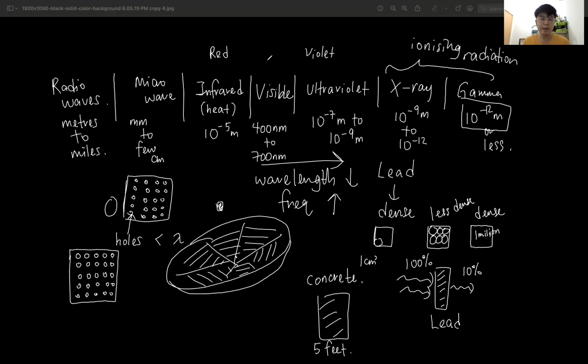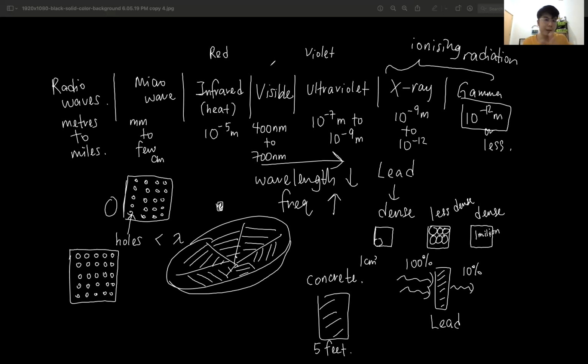When we see stuff, we see objects around us because of reflection of light. So we see stuff around us because light falls on the object and is reflected off of it into our retina. That's how we see the object. So it's because of reflection that we see things around us.